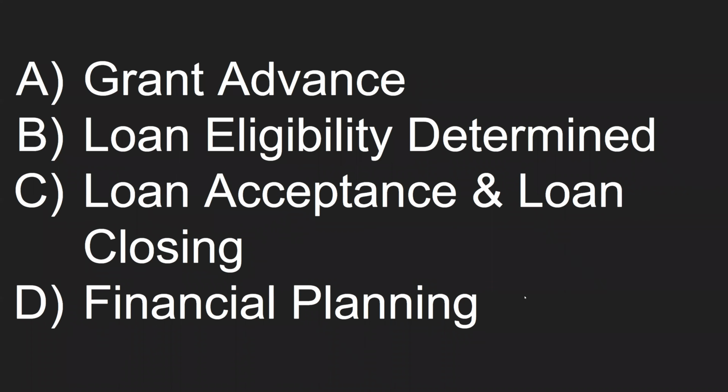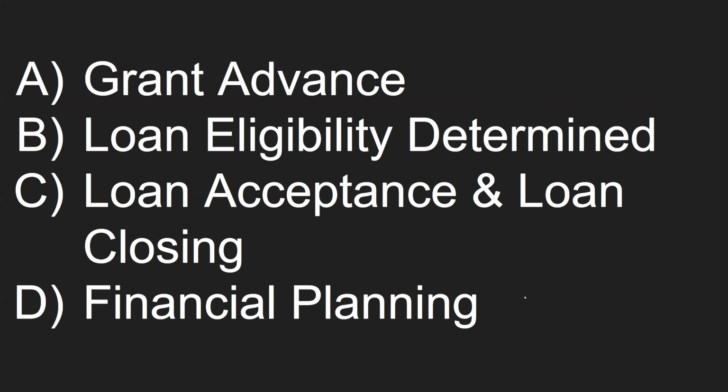So what happens next? You've completed the application. What should you prepare for? We've broken this down into 4 components. First, you should anticipate a grant advance. Second, there will be a loan eligibility determined. Third will be loan acceptance and loan closing. And fourth is financial planning.